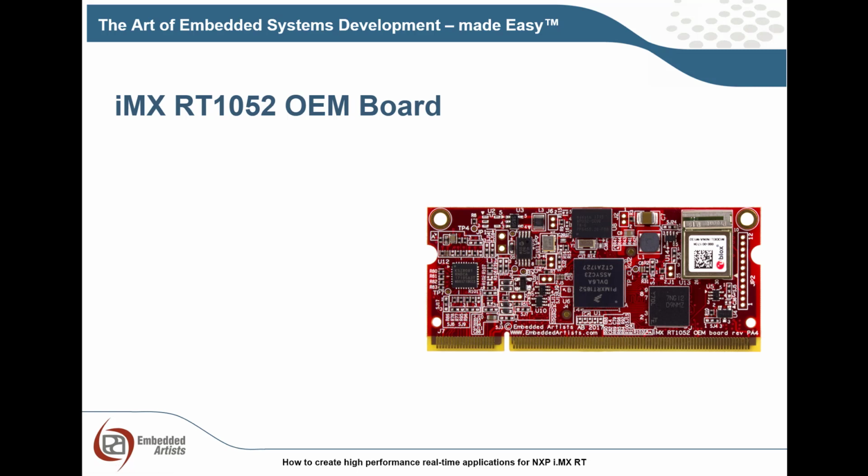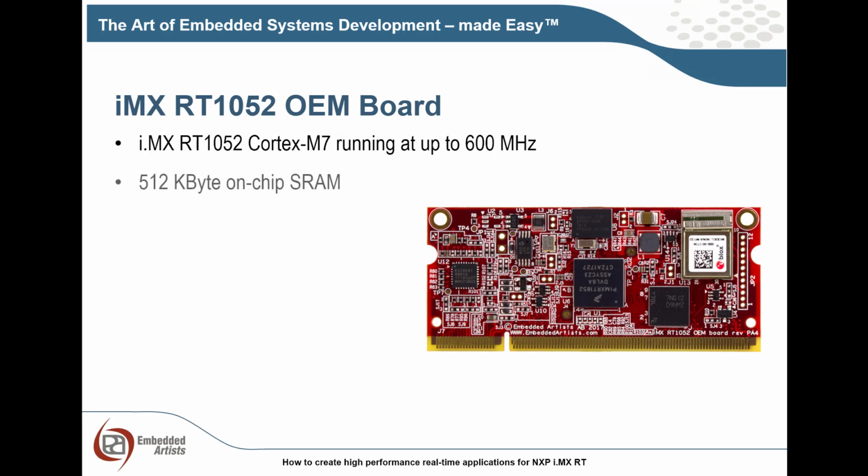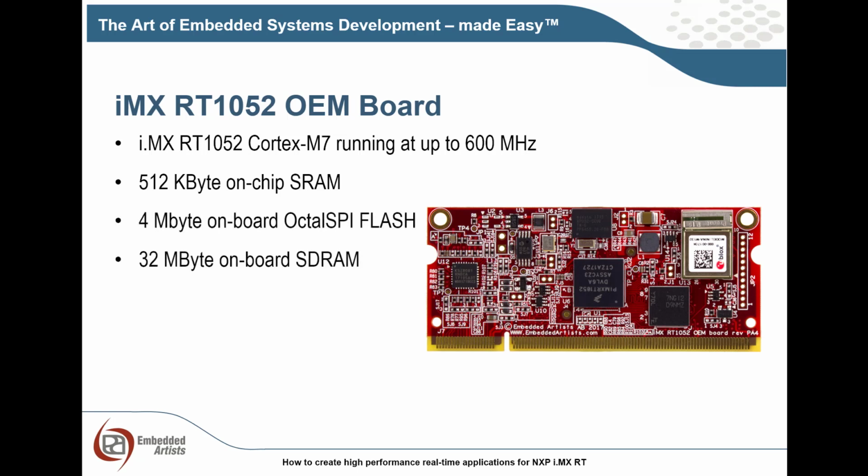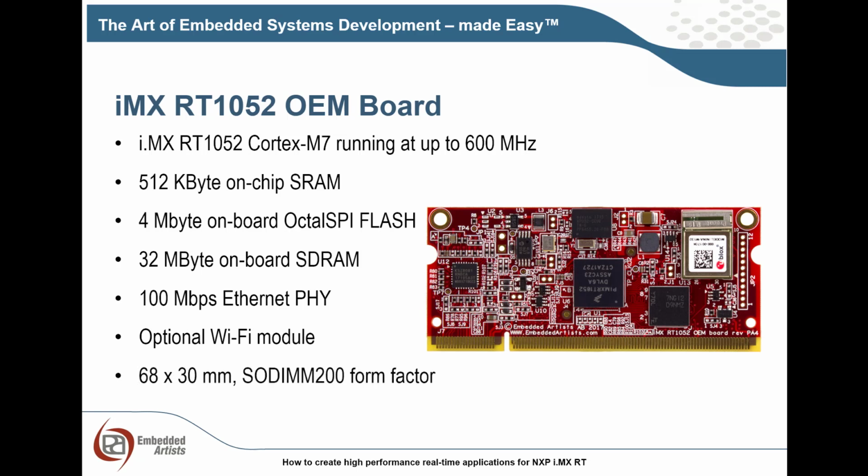Let's have a closer look at the i.MX RT1052 OEM board that is used in this webinar. It's based on NXP's i.MX RT1052, a 600 MHz Cortex-M7 with 0.5 MB of on-chip SRAM. That is a lot of performance, especially for being a microcontroller class product. Besides the i.MX RT1052 itself, our OEM board has 4 MB of octal SPI flash, 32 MB SD-RAM, 100 megabits per second Ethernet PHY and an optional Wi-Fi module. All this is packed in a small SODIMM 200 form factor.